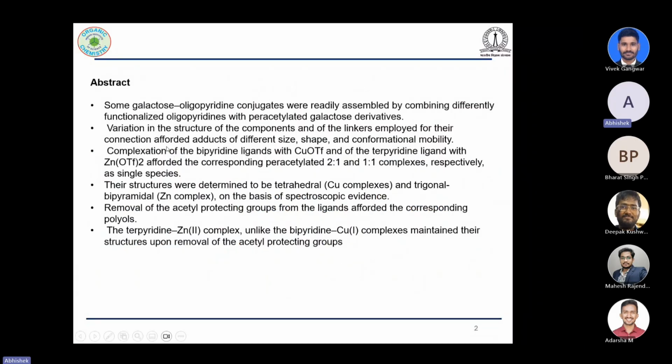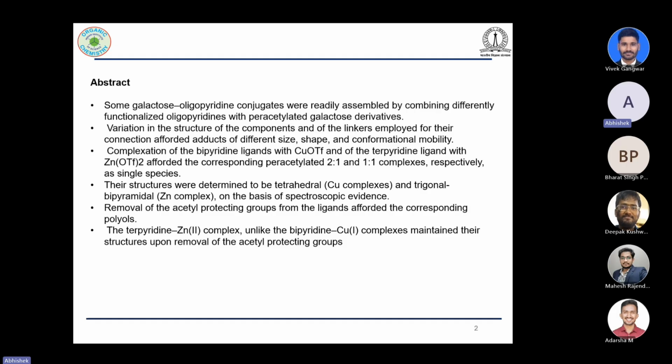Abstract of this paper: some galactose oligopyridine conjugates were readily assembled by combining differently functionalized oligopyridines with per-acetylated galactose derivatives. Variation in the structure of the components and of the linkers employed for their connection afforded adducts of different size, shape, and conformational mobility. Complexation of the bipyridine ligand with copper triflate and of the terpyridine ligand with zinc triflate afforded the corresponding polysaccharide complexes in 2:1 and 1:1 ratios, respectively, as a single species.